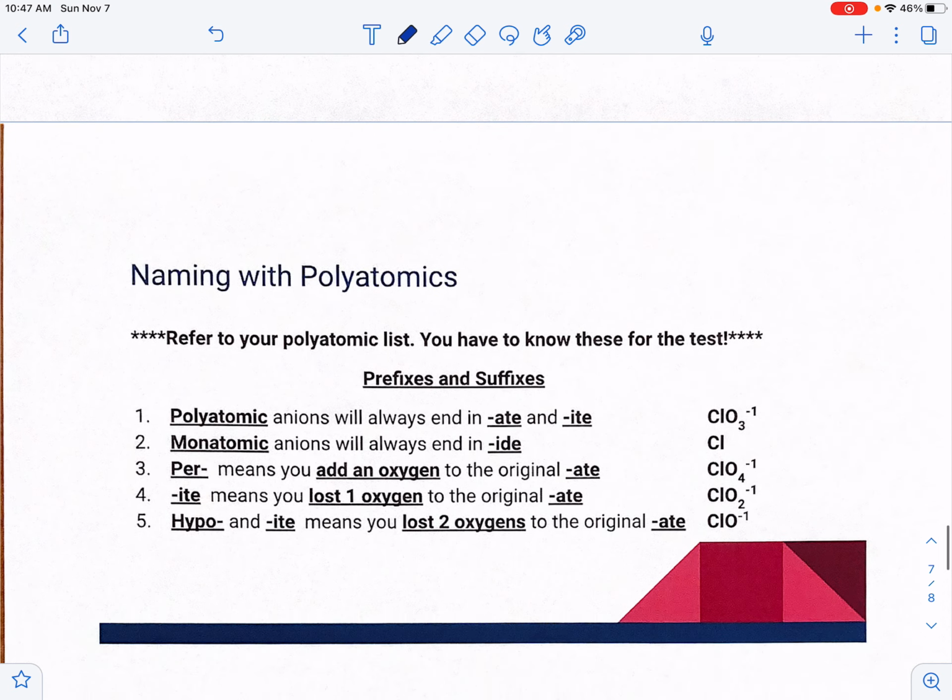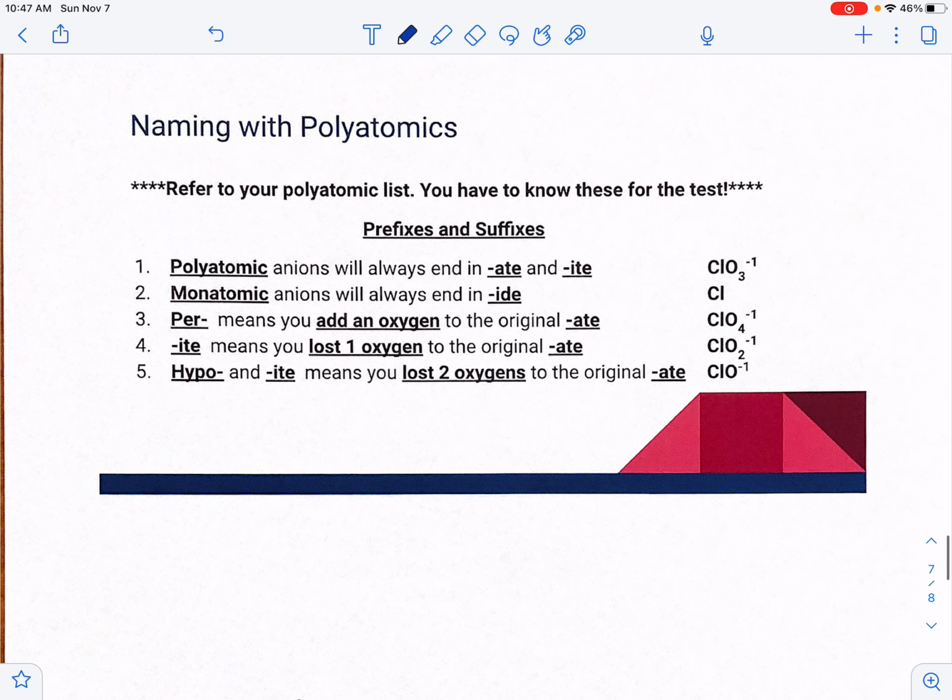Now, naming with polyatomics. If you refer to your polyatomic list, you have to know these for the test. If you need to, go back to that video and watch how to memorize those, because there are different naming rules for polyatomics. Polyatomic first of all means many. They will always end in ate and ite. So ate and ite means a polyatomic.